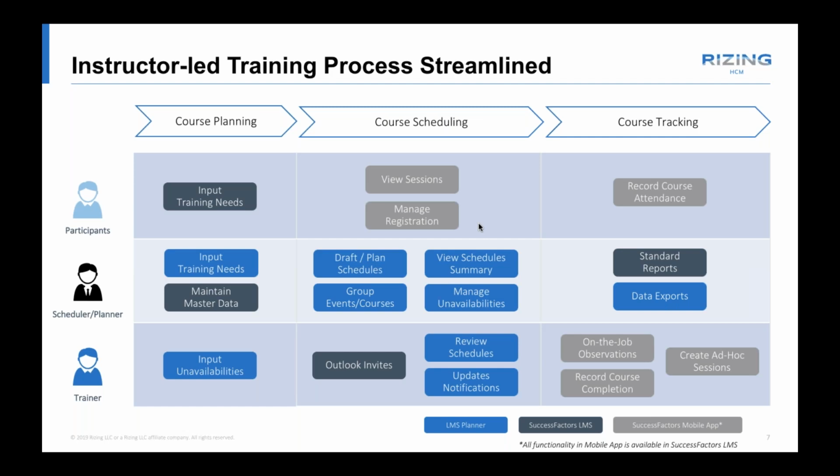And then from the tracking phase for the trainer, again, this can be done on the desktop, but we think the mobile app is really a good fit for a lot of these tasks, where we can do things like record our course completions. There's the ability to create and record ad hoc training sessions directly from the mobile device, and then also perform on-the-job training observations using the task checklist functionality that's available within SuccessFactors.